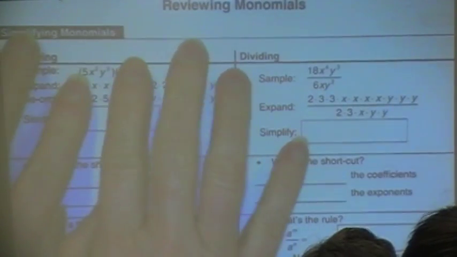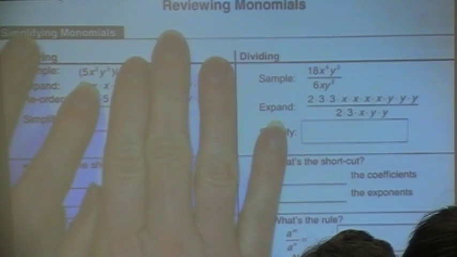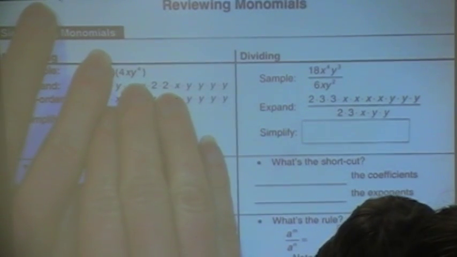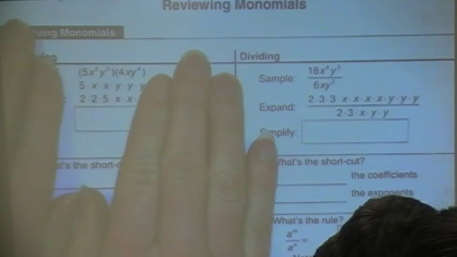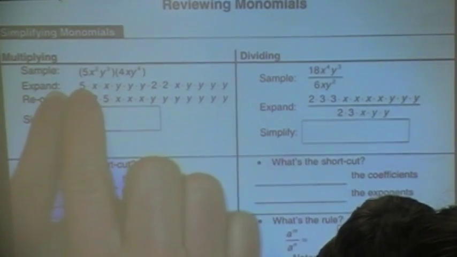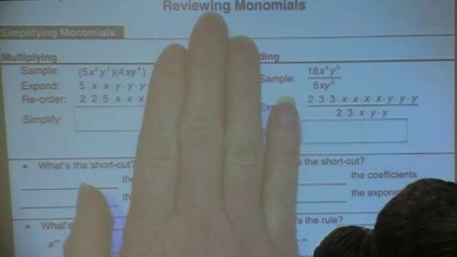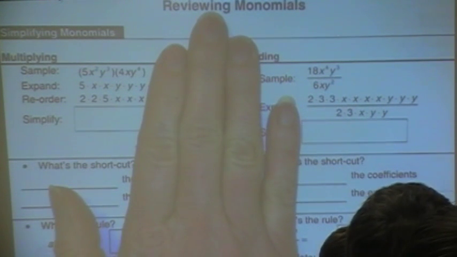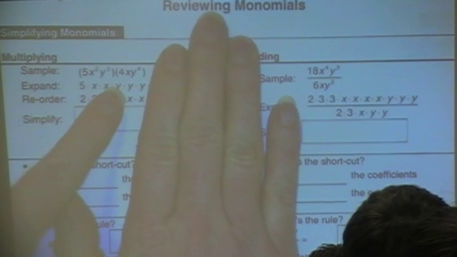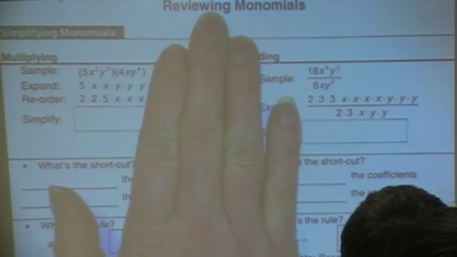They give you the monomials 5x squared y cubed and 4xy. And we're going to multiply them. So the first thing they did was they expanded each one of them. They wrote the 5 times x, because that's what x squared means, right? X times x. And y to the third is y times y times y. So they wrote it out expanded.